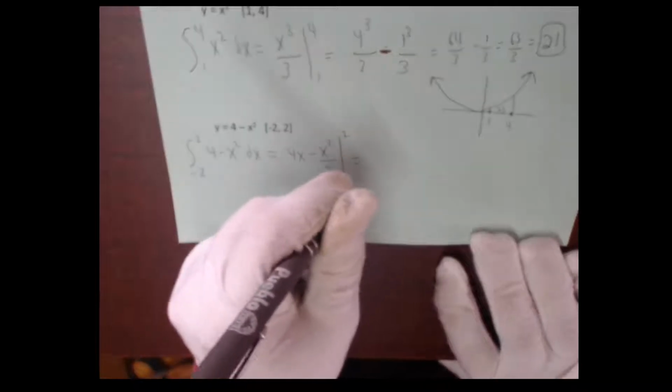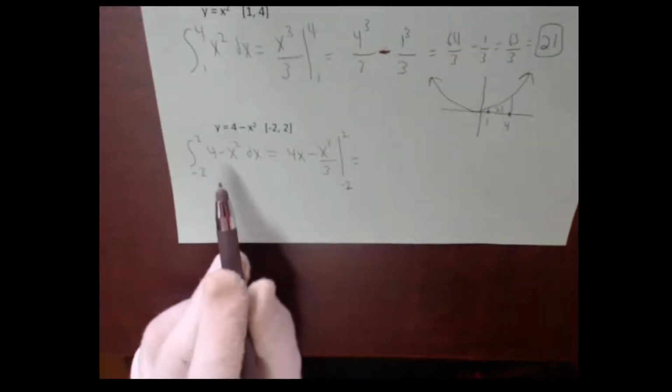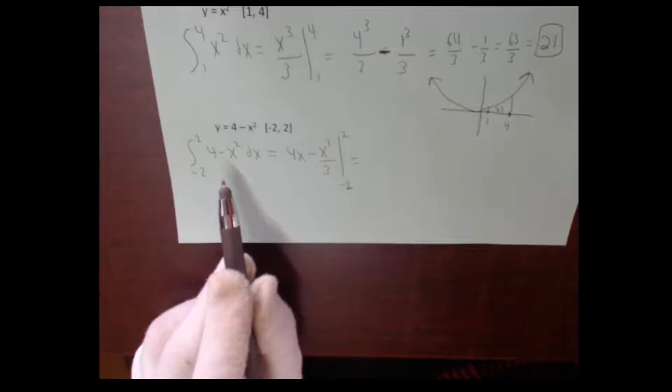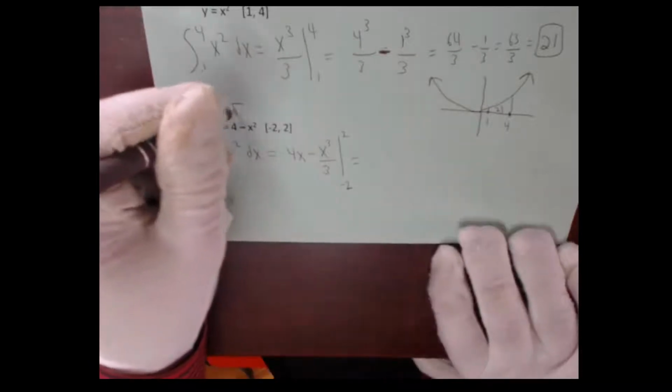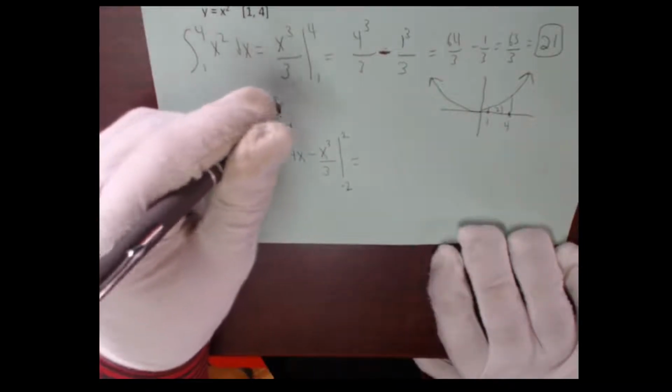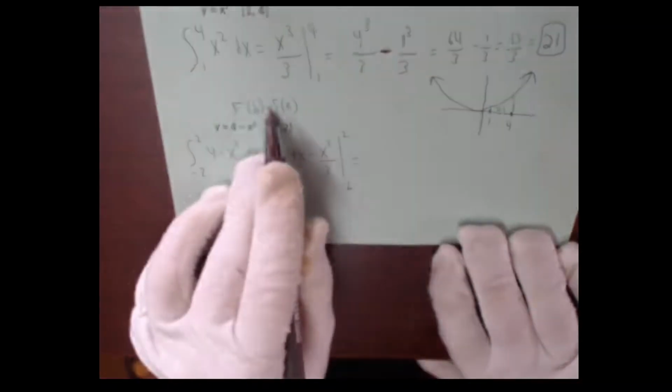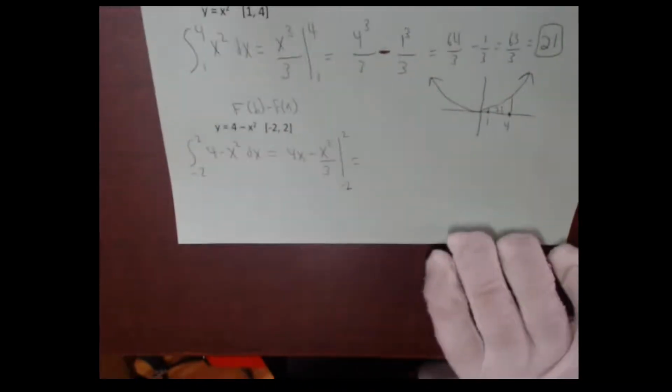Here's where people make most of their mistakes. There's going to be a lot of minus signs here, and we need to be careful to keep track of our minus signs. Remember, we're doing f of b minus all of f of a, so this minus sign will need to distribute to everything.